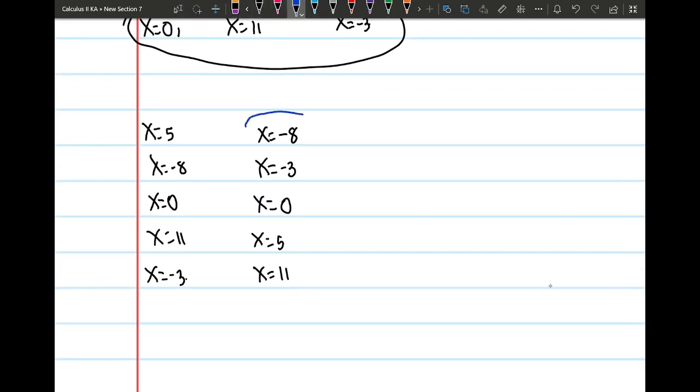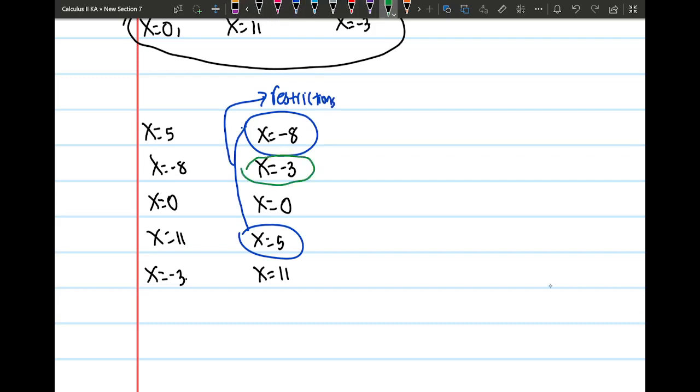So these two will be my restrictions. Whereas the rest of these, and I know I'm kind of repeating myself here, but I'm trying to be very clear with this because it can get very tricky. So these are my x-intercepts.